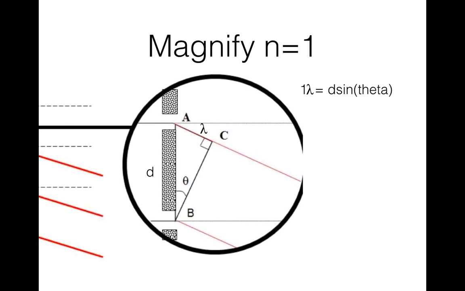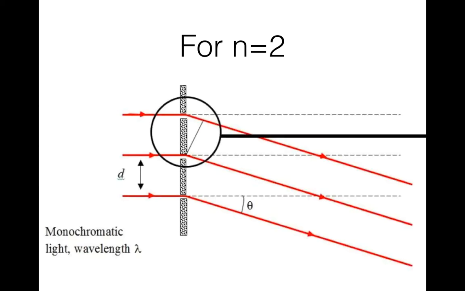I don't have the theta symbol here. So what we get is, for the first order, the formula 1 lambda is equal to d sine theta. Now we're going to repeat. So for n equals 2, again, we'll have the horizontal line representing the straight through, and we have the 3 red lines representing the second order formed on the sheet of paper on the screen.